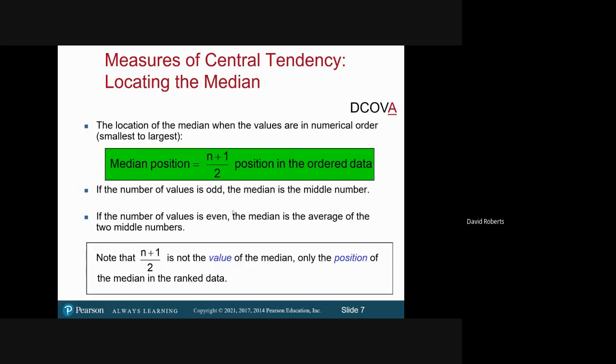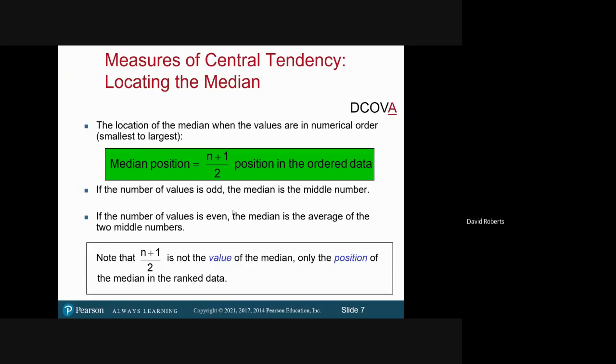It'd also be the third from the right. It's truly in the middle. So 2 values to the left, 2 values to the right. The third value is the position 3, not value 3. And if it's even, then it's the average of the 2 middle numbers.